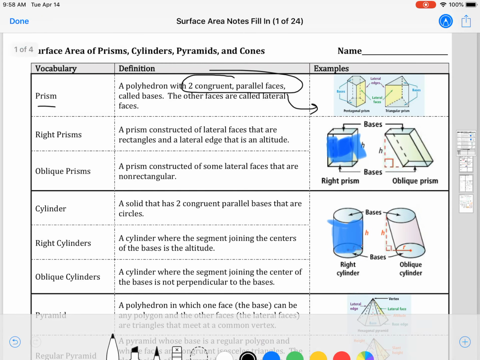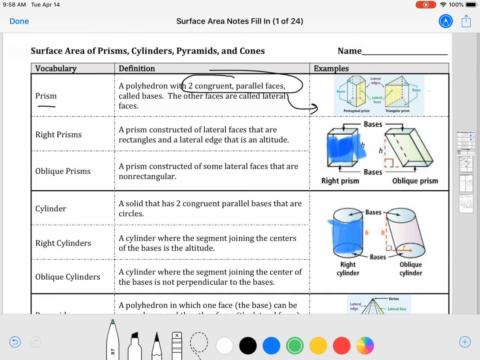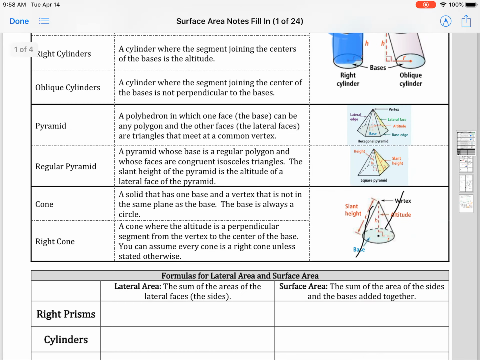Oh, you can see it right here. So this is why you gotta be really careful with your vocab. I just messed it up too. So there's my triangular prism, which I just circled in green. Okay, so what I'm looking at are pyramids, okay? And my faces are all triangles.